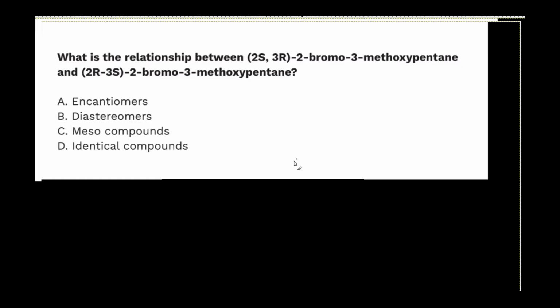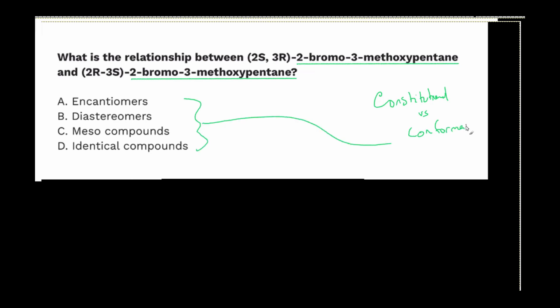So this question looks a little more intense than it is. It's actually not that bad if you break it down. The first thing to check is whether or not the core molecules are the same, because if they're not, you would have a constitutional isomer. So constitutional versus conformational, right? These are all conformational isomers. And so they're the same, so it's some sort of conformational isomer.